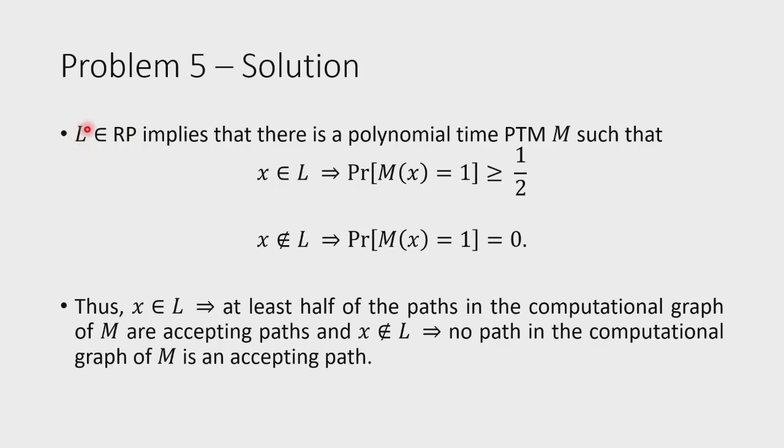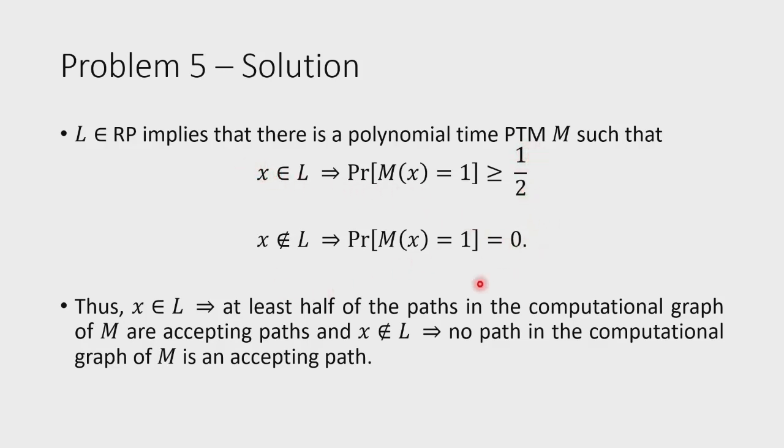Yeah. So let's pick a language L in RP. So L is in RP implies that there exists a polynomial time probabilistic Turing machine M such that x in L implies the probability that M(x) equals 1 is at least half, and x not in L implies the probability that M(x) equals 1 is exactly 0. Okay, so this is just the definition of RP.